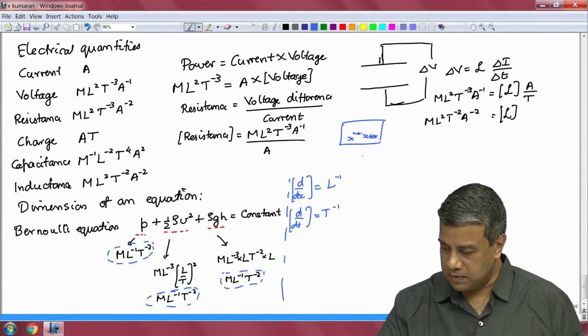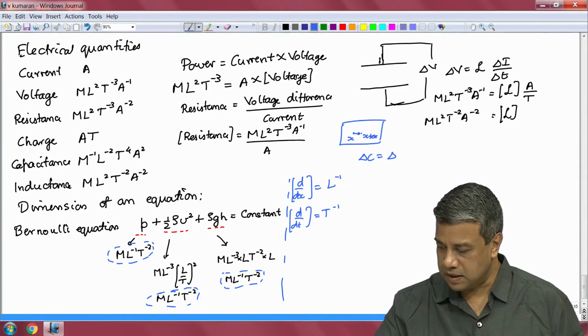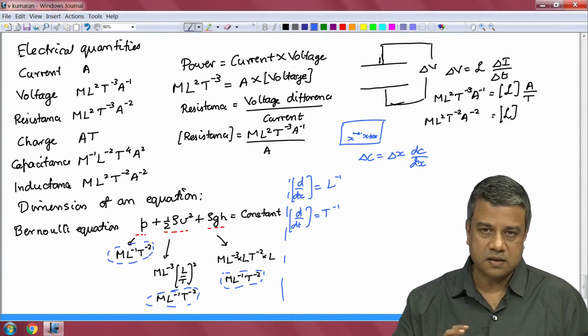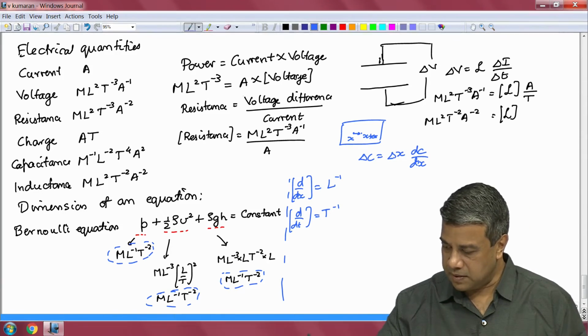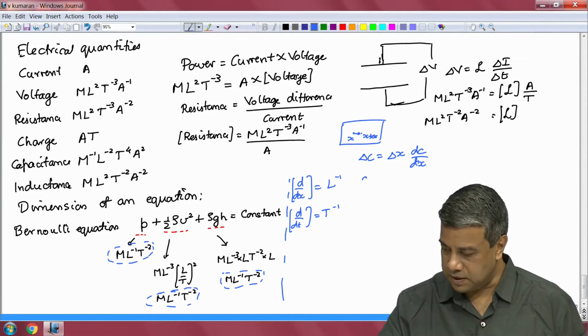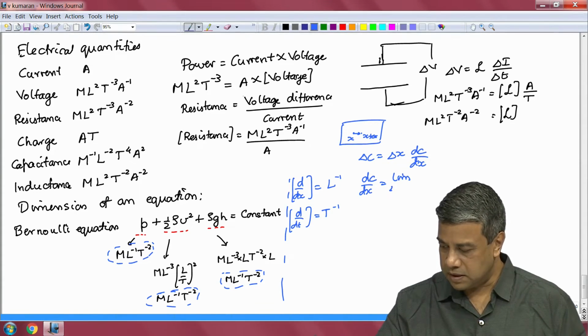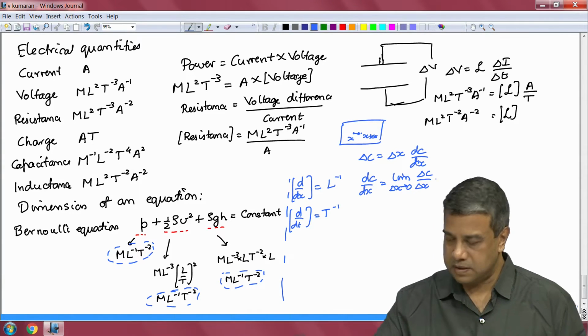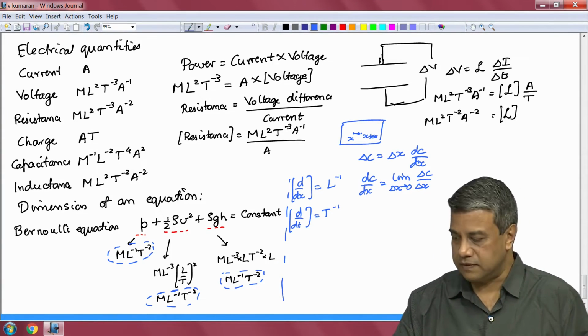So, the change in concentration will basically be delta C is equal to delta x times dC by dx. That is, after all, the definition of the derivative: the change in concentration when you move a small distance, in the limit as delta x goes to 0. So, dC by dx is equal to the limit as delta x goes to 0 of delta C by delta x. That is the definition of the derivative.